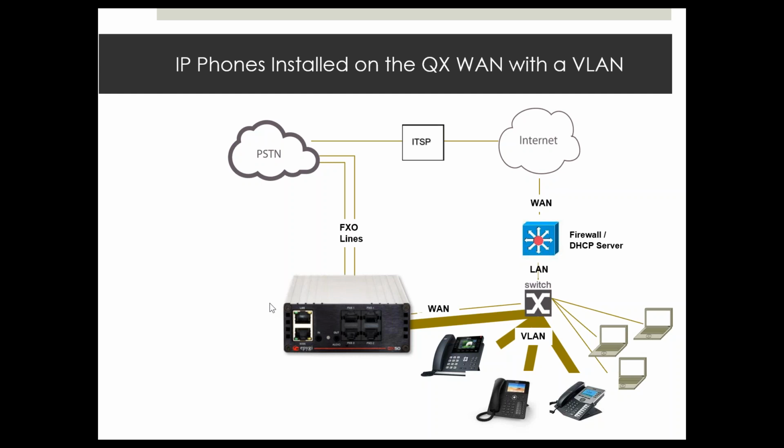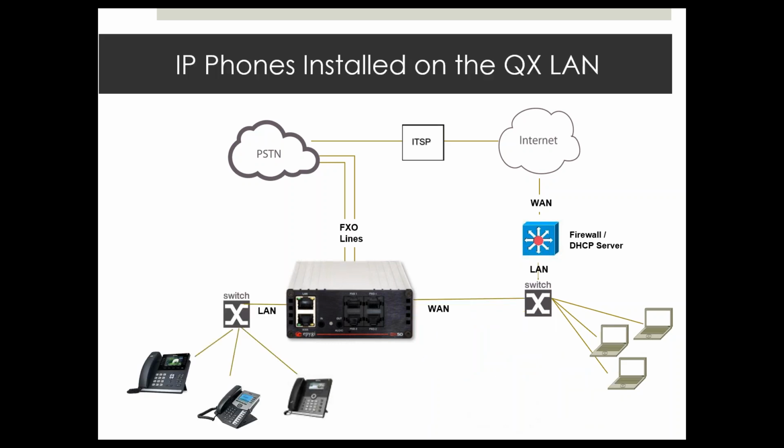You can put the phones in a VLAN, and the PBX can actually act as the DHCP server across that VLAN, so it can hand out IPs to all the phones within that VLAN. Okay, the next option is to put the phones on the LAN of the PBX. The downside to this is you might have a separate switch just for the phones. The WAN side would still be connected to the user's data network, and you can get outside access that way.